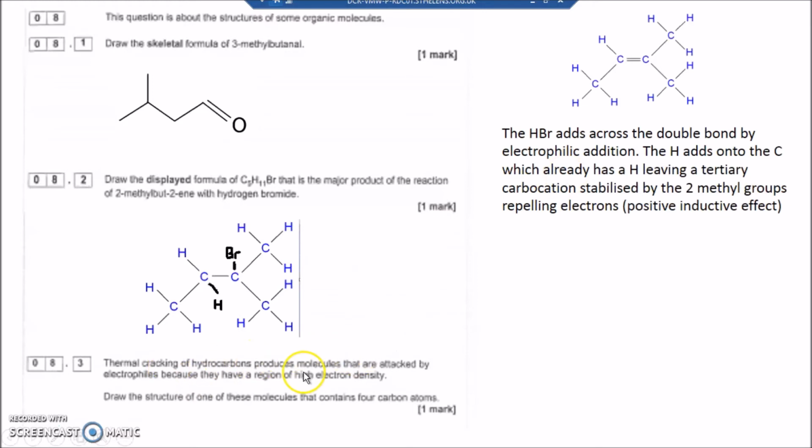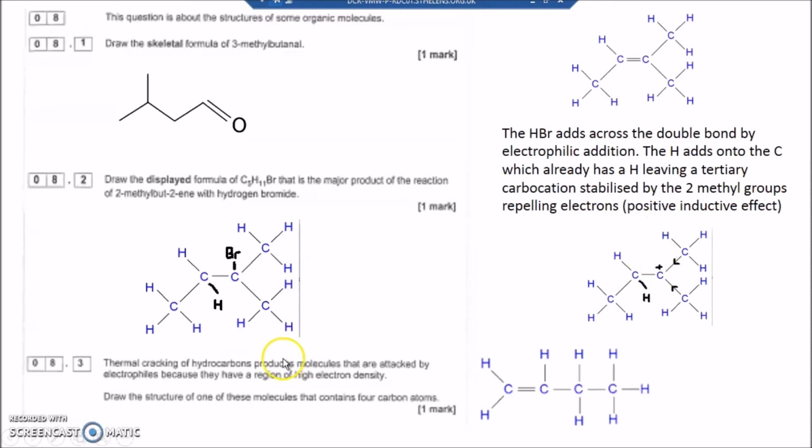Thermal cracking of hydrocarbons produces molecules that are attacked by electrophiles. Sorry, I've drawn the carbocation there. Once the H joins on, the Br minus is going to join onto here. Draw the structure of one of these molecules that contains 4 carbon atoms. Let's read through it again. Thermal cracking of hydrocarbons produces molecules that are attacked by electrophiles, like HBr, because they have a region of high electron density. Draw the structure of one of these molecules that contains 4 carbon atoms.